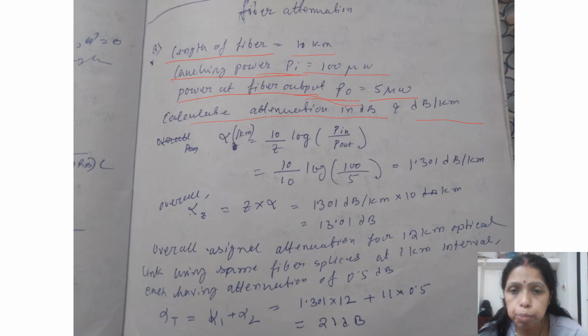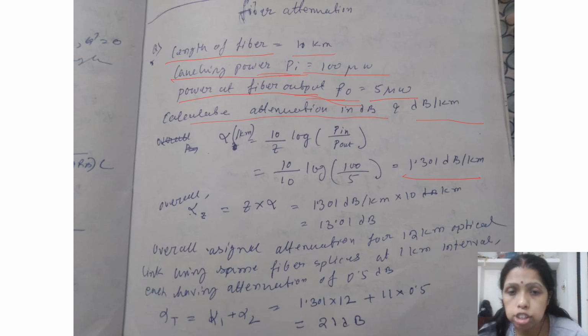First, I proceed with the dB per kilometer. You know the formula: alpha is equal to 10 by Z log P in by P out, right? So the attenuation in dB per kilometer is equal to 10 by Z log P in by P out. The Z, you know, is 10 kilometer. Because the unit is dB per kilometer, Z does not need to be converted, since it is already in kilometer. The microwatt cancels out, 100 by 5, so we get 1.301 dB per kilometer. This is the attenuation per kilometer.